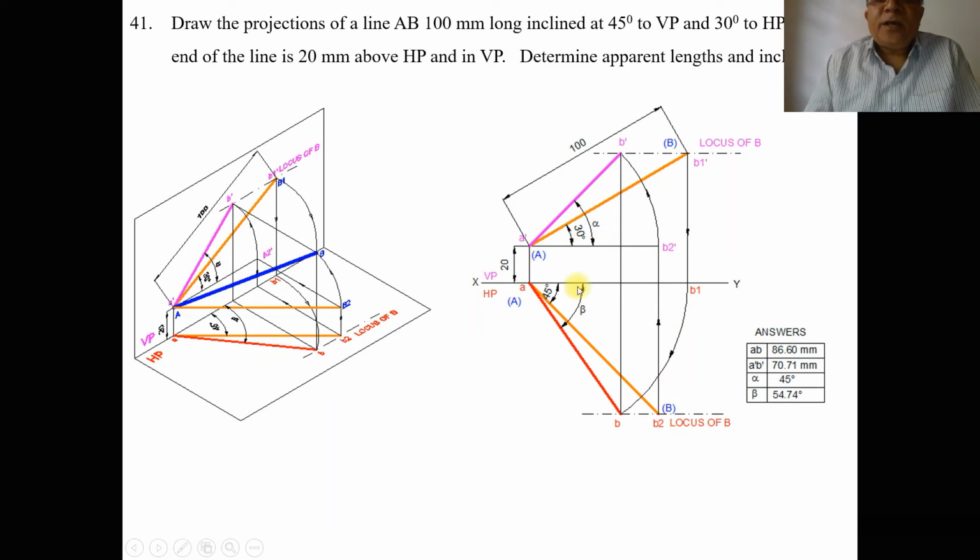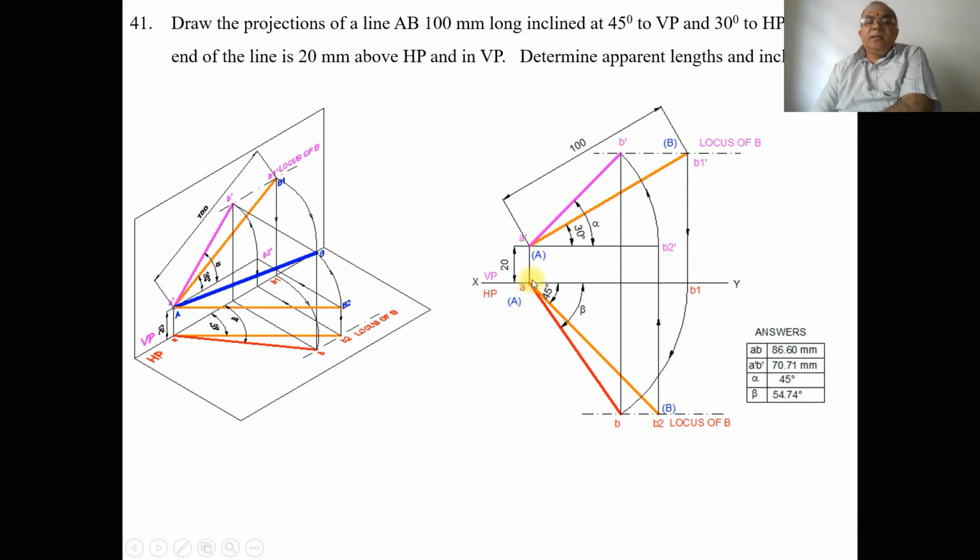Now we want to do it manually. First we draw the XY line and identify the planes as VP and HP. From the XY line you measure 20 mm and draw a horizontal line. Consider any point. From here you draw a perpendicular to the XY line and mark this point as A and this point as A dash. Then using the protractor with A dash as center, measuring an angle of 30 degrees with respect to the horizontal, you draw this inclined line.